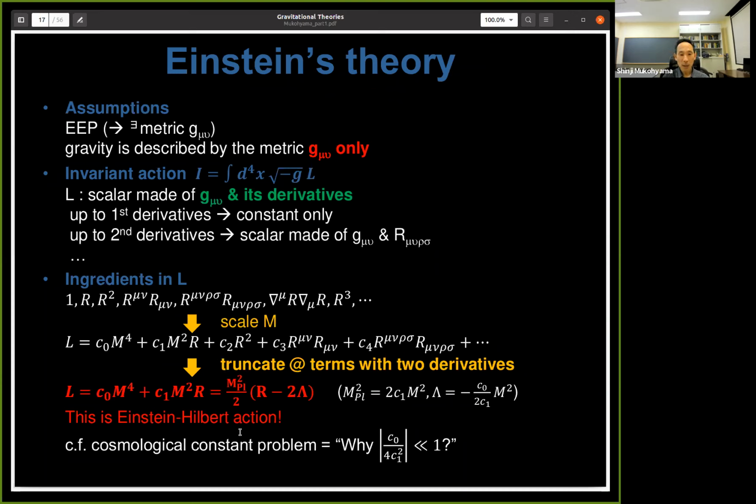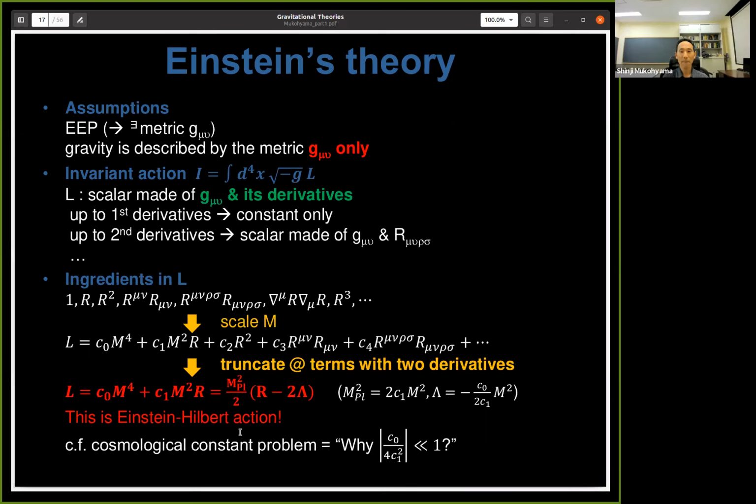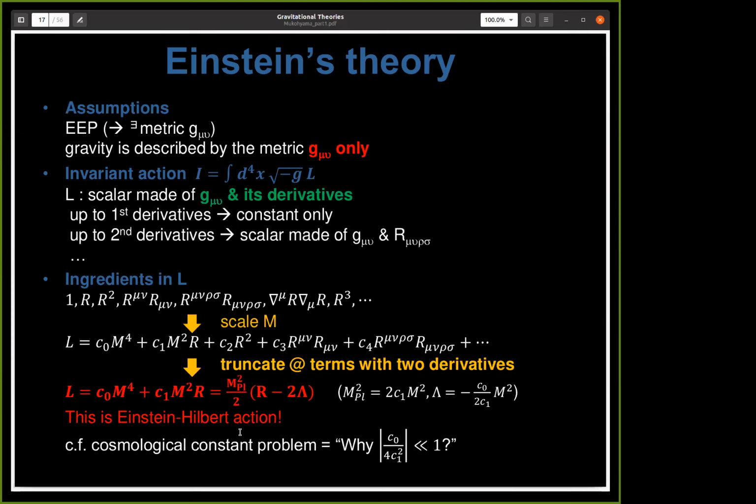Anyway, we end up with Shinji, yes? Sorry to interrupt. There is a question by Luis Longo. Ask your question. Thanks for the opportunity. I wonder why you are truncating at the terms with two derivatives. Why can you not go higher than that, and why are you not including cubic and higher powers as well?